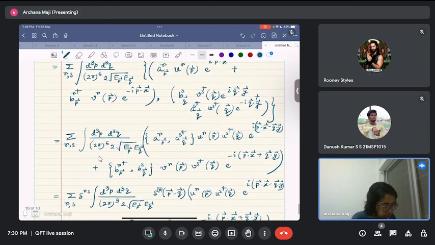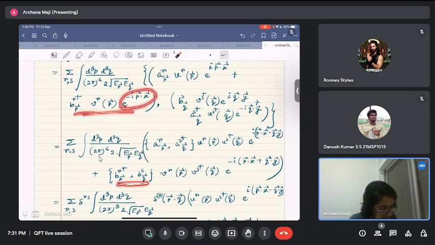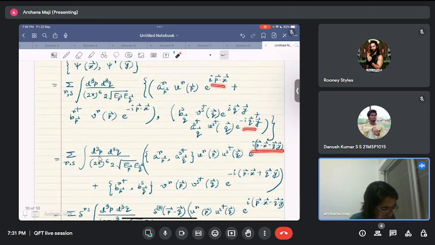Sorry, I think I made a mistake here. When I am writing this particular anti-commutator, this is getting multiplied by this. So if I take minus outside, this will be minus, right? So this multiplying this gives that. So this will be minus here.